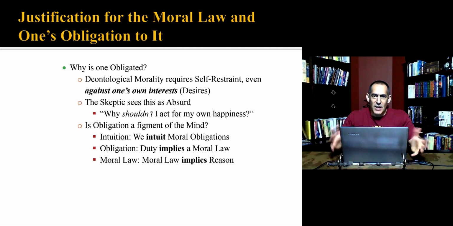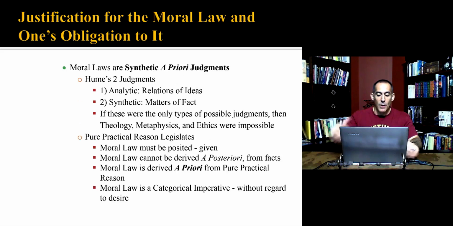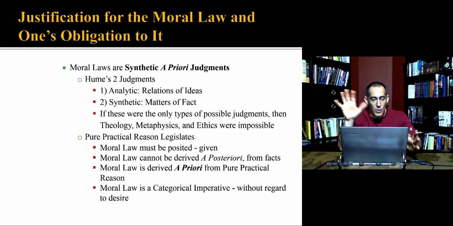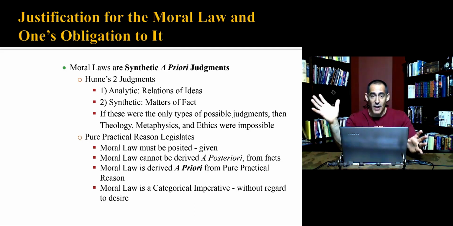We also need to know, is obligation just a figment of my mind? Is there really something like obligation? Like I said, we intuit obligations. We have a sense of obligations, which imply that they're obligated to some kind of law, and a law implies reason. That was the chain of reasoning that we came up with before. Now, moral laws, we're going to classify them as a particular type of thing that are generated from our pure practical reason, and we're going to call them a priori synthetic type judgments, or synthetic a priori judgments, any way you want to cut it.